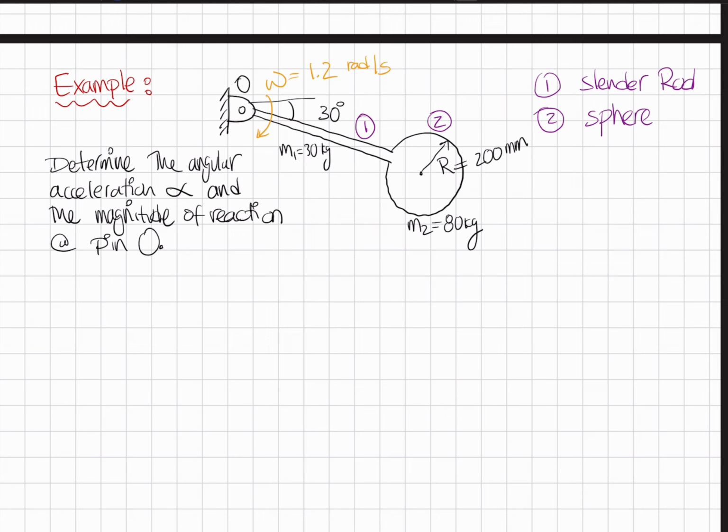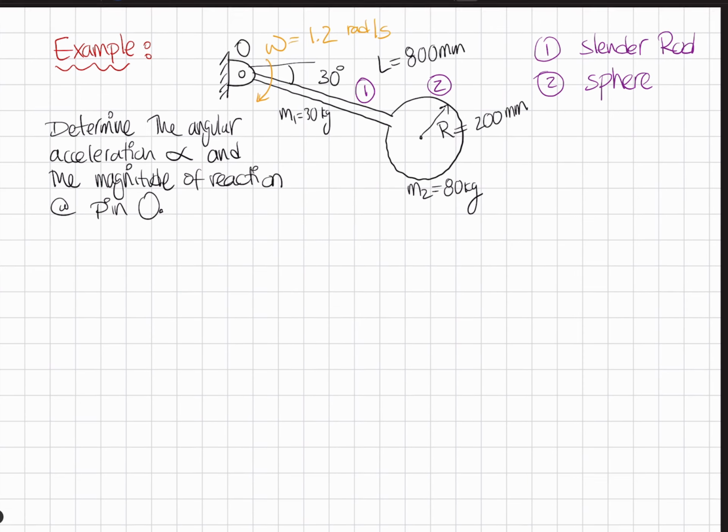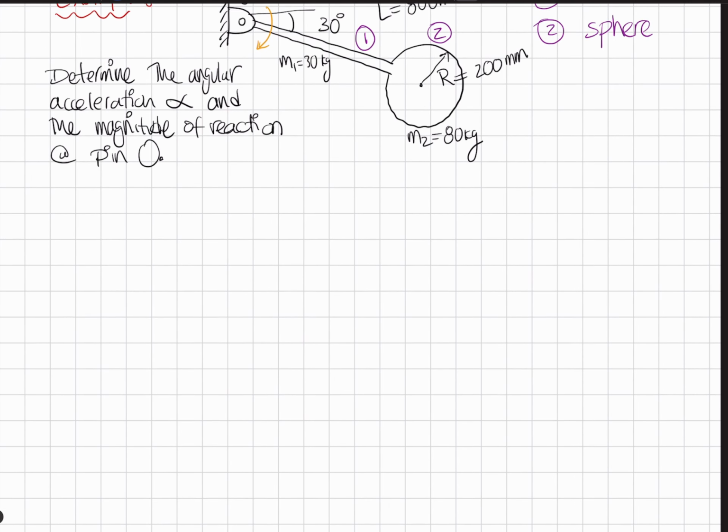The first thing we want to do is to compute the mass moments of inertia, and doing this requires us to use two mathematical formulations. And by the way, before I completely forget, the length of this slender rod is L equals 800 millimeters. So for the first shape, the slender rod, I1 is I about the centroid of this mass, so it's around this point. I1 here is equal to 1 over 12 m1 L squared.